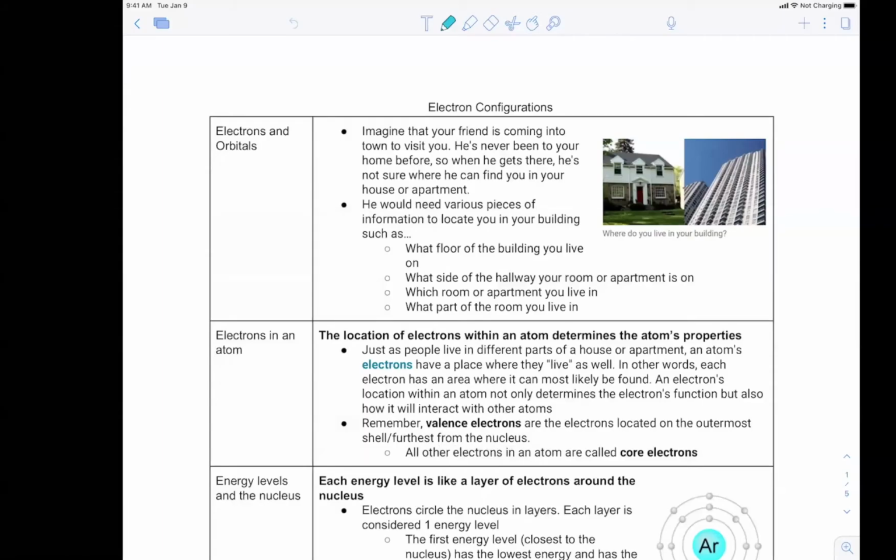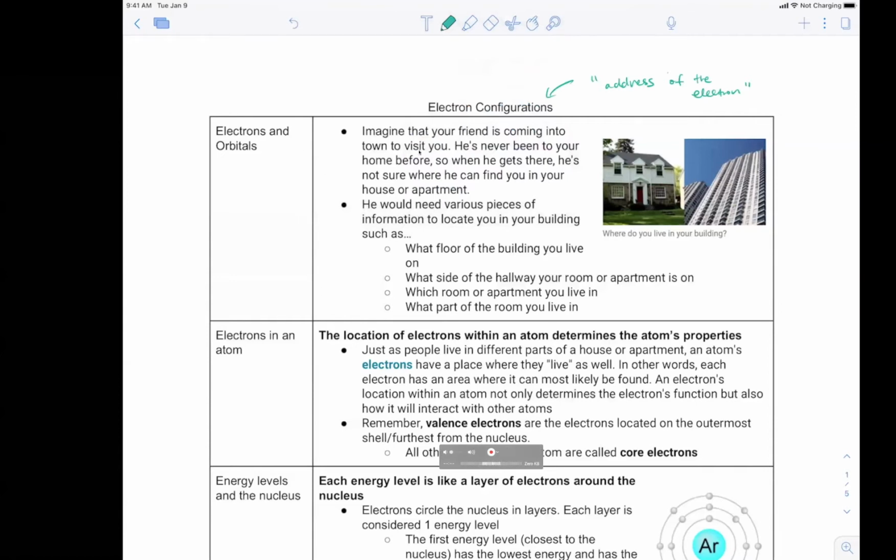Okay, so today we're going over electron configurations. Now, electron configurations are basically like the address of the electron. So I'll show you what that means a little bit later on.